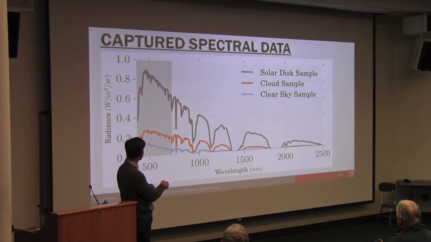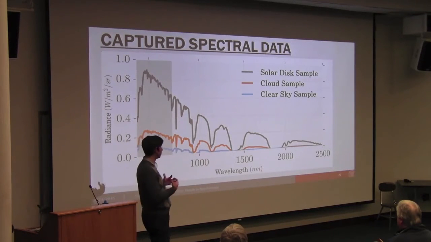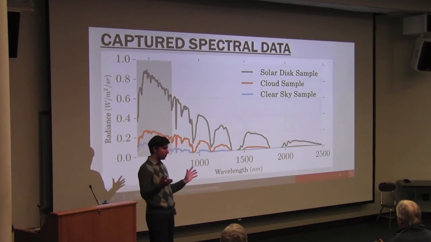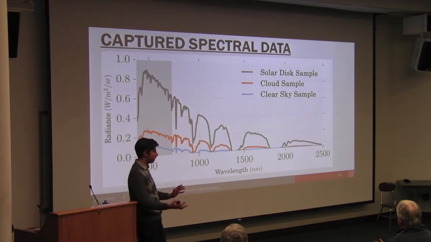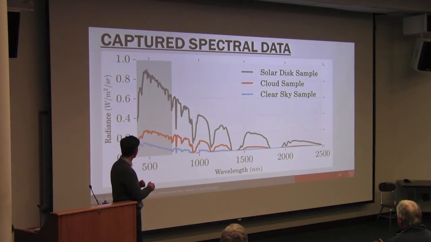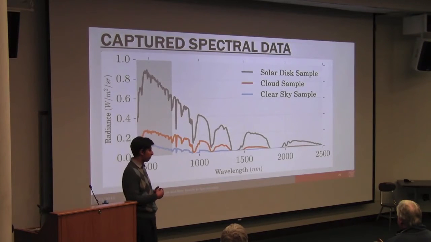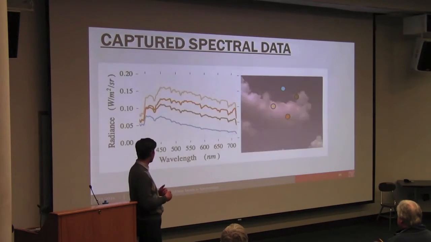So the gray line shows the spectrum of the solar disk that we captured. The orange is a cloud, and the blue is the blue sky. Now the cloud is obviously going to be a little brighter than the blue sky because the clouds act as these big diffusers. So as the sunlight comes in, it's going to basically diffuse the light into a very large area. Not as powerful as the sun, but more powerful than just the blue sky.